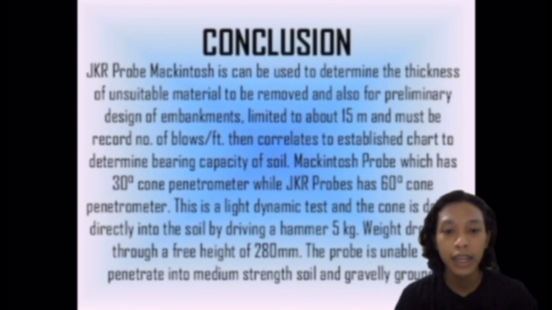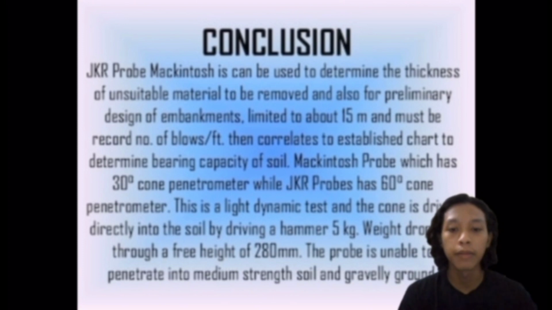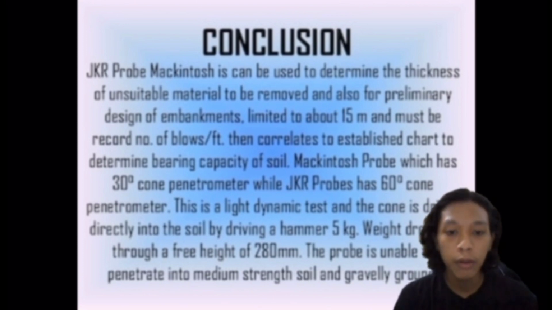The Macintosh probe has a 30-degree cone penetrometer, while the JKR probe has a 60-degree cone penetrometer. This is a light dynamic test, and the cone is driven directly into the soil by driving a 5 kg hammer, dropping through a free height of 280 mm, and the probe is unable to penetrate into medium strain soil and gravelly ground.